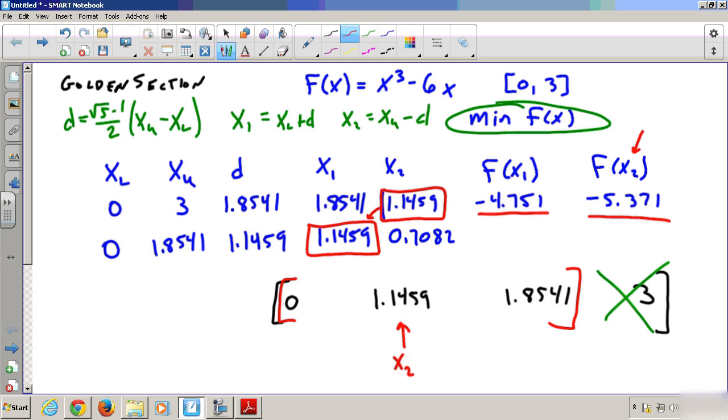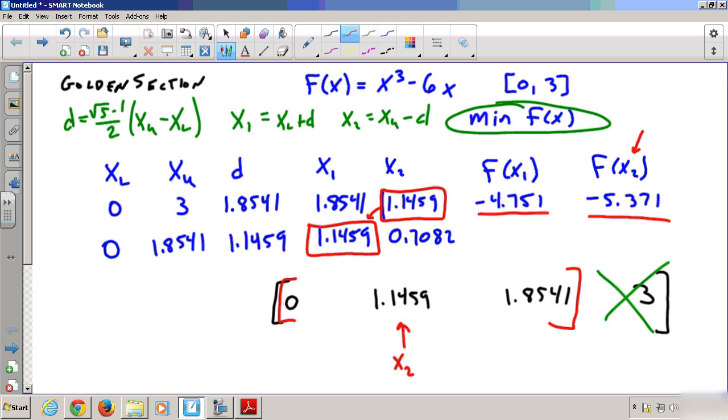Okay, notice that my previous X2 value is now my X1 value. That always happens. One of your previous values becomes another previous value. You always reuse a value. Why is that important? Because now I don't have to retype that function evaluation.